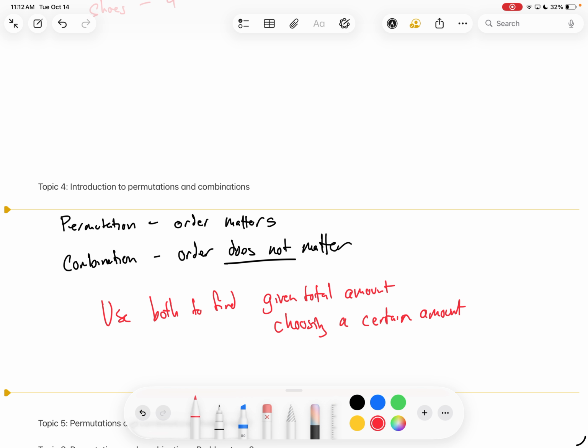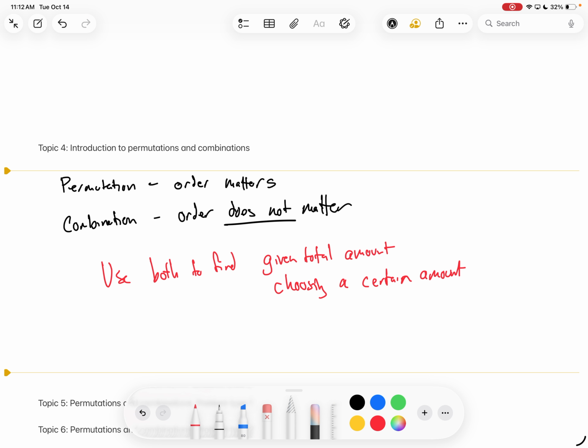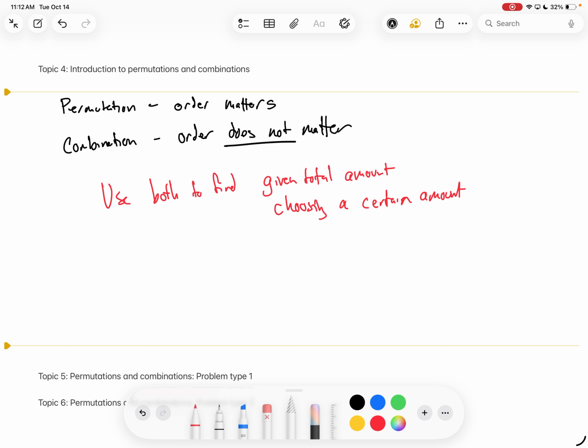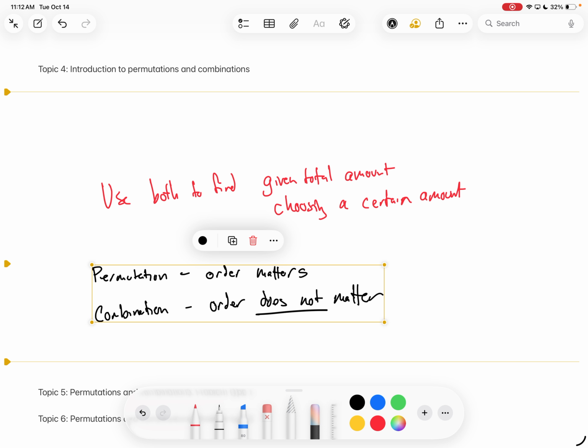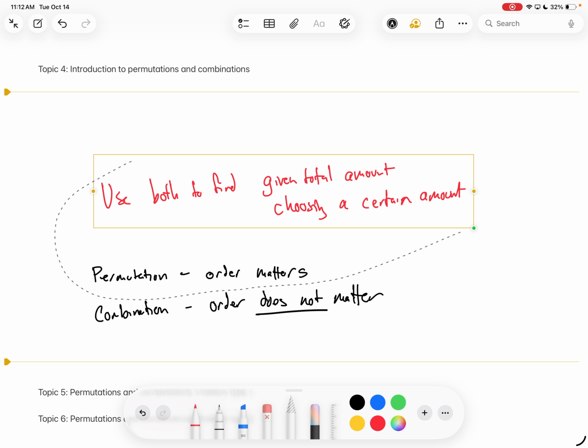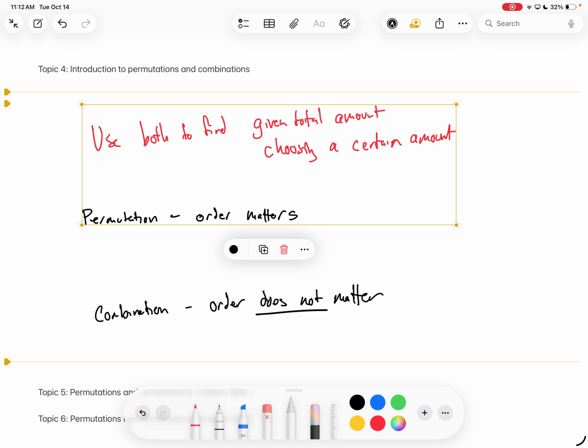So when you're given two numbers, a given amount, and you're choosing a certain amount out of that, use that. So the permutation, the order matters. The combination, the order does not matter. So for example, I should arrange this a little better. So we use this. All right, so permutation, the order matters.